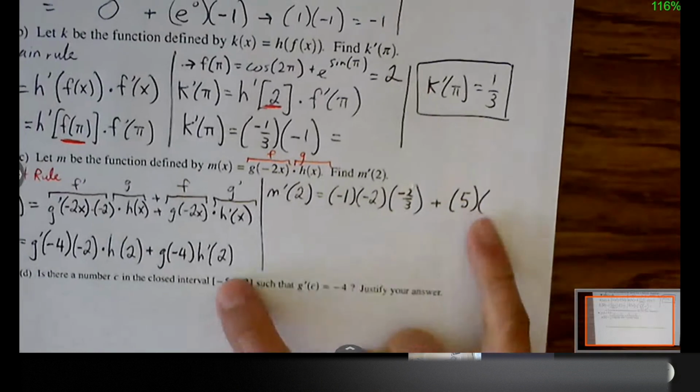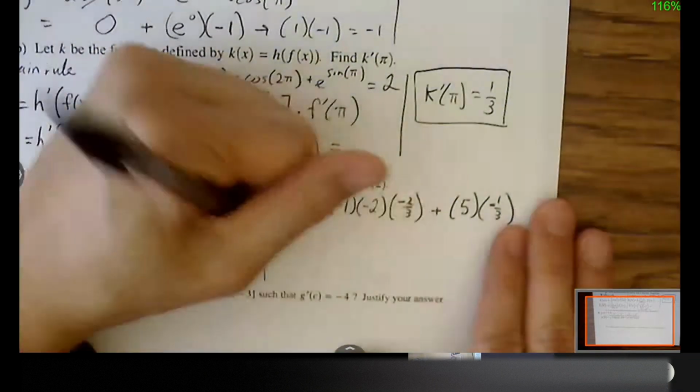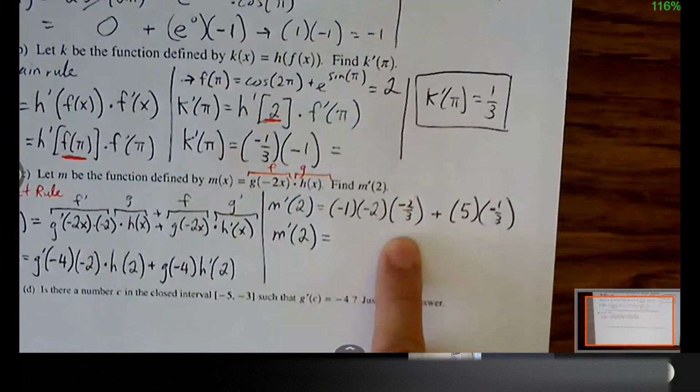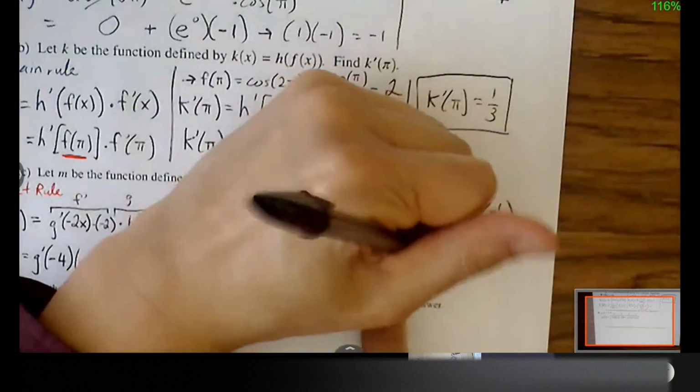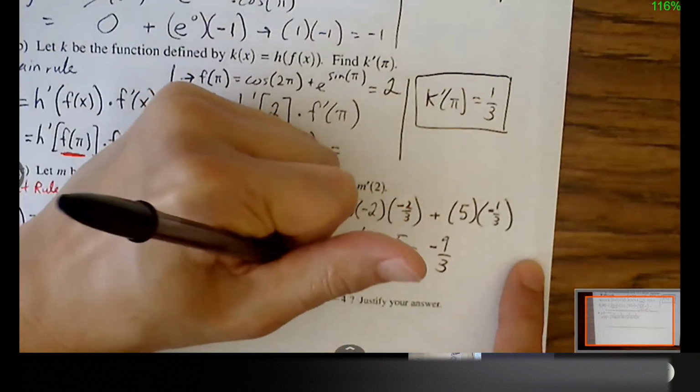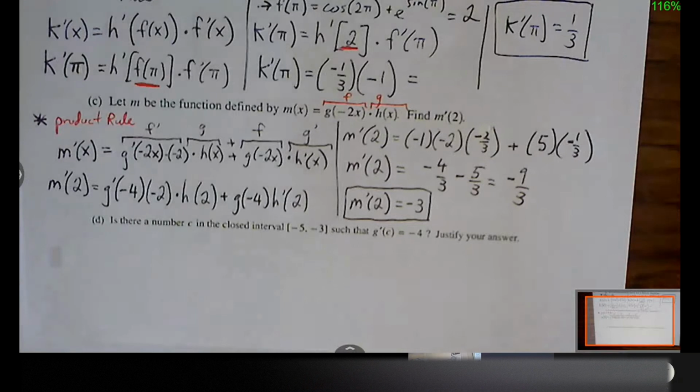And then H prime of 2, now that's going to be -1/3, right? Clean this up here. Okay, any questions? Okay.